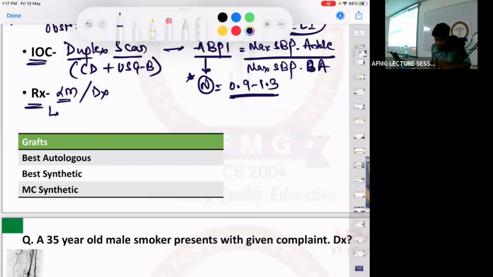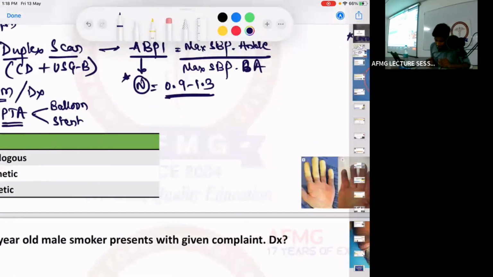very good, it would be either PTA, that is percutaneous transluminal angioplasty. What is PTA? Percutaneous transluminal angioplasty. So it can be of two forms. Either we can do a balloon dilatation, or we can insert a stent, okay. But the best treatment option that we have, anybody?